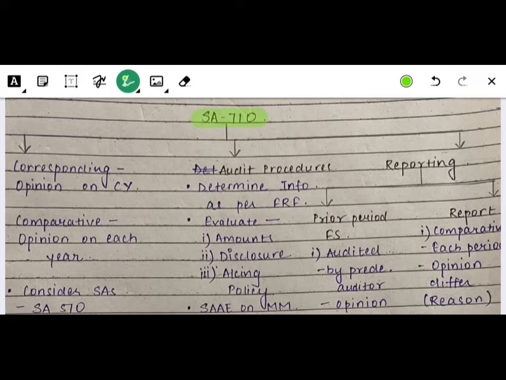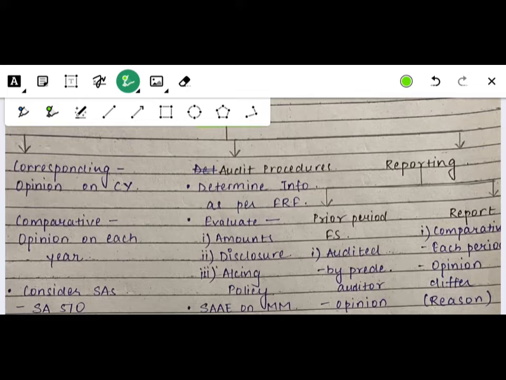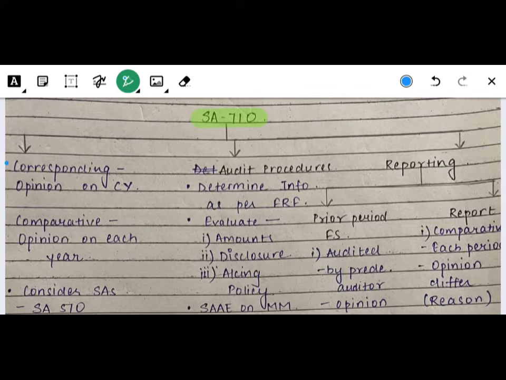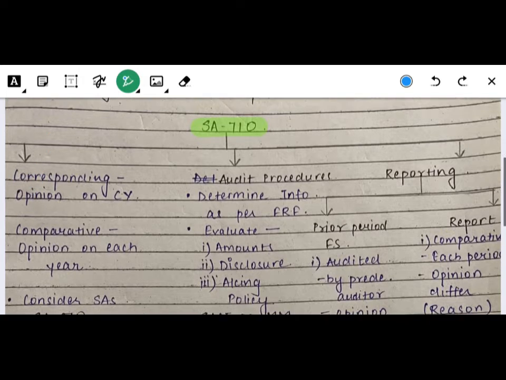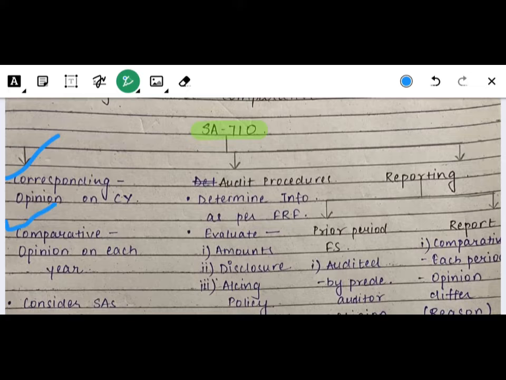In general, what is included? Here, first there are two things: the definitions and the consideration of the other essays, right? Definitions, these two. What is the first definition? Corresponding figures. What do corresponding figures mean?